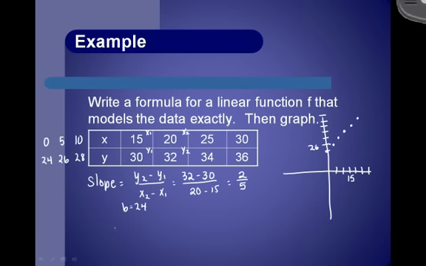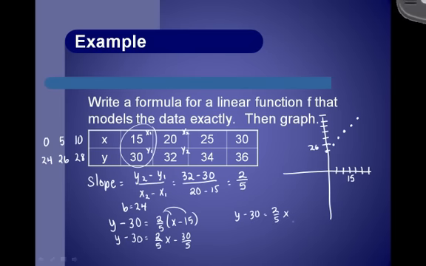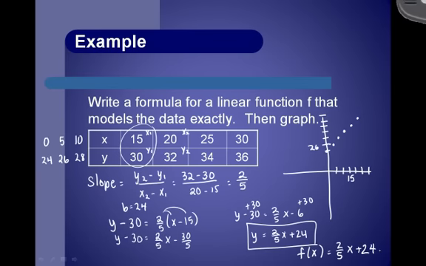We could also use the point-slope form that says y minus a y value equals m times x minus the x value, and we can just pick a point. That would give us y minus 30 equals 2/5 times x minus 15, and when we distribute that we would get 2/5 x minus 30 over 5, which would be y minus 30 equals 2/5 x minus 6. To get y by itself, we're going to add 30 to both sides, so we get y equals 2/5 x plus 24. So we've got three different options to find the y-intercept. Now I did y equals, but remember we're supposed to be finding a linear function f, so let's rewrite that as f of x equals 2/5 x plus 24.